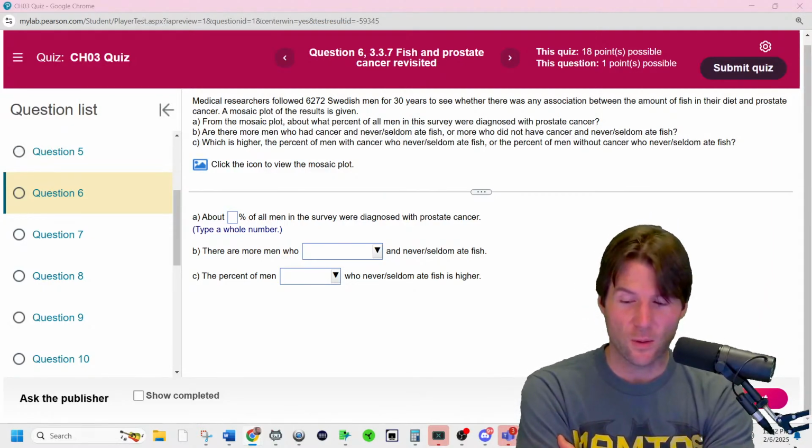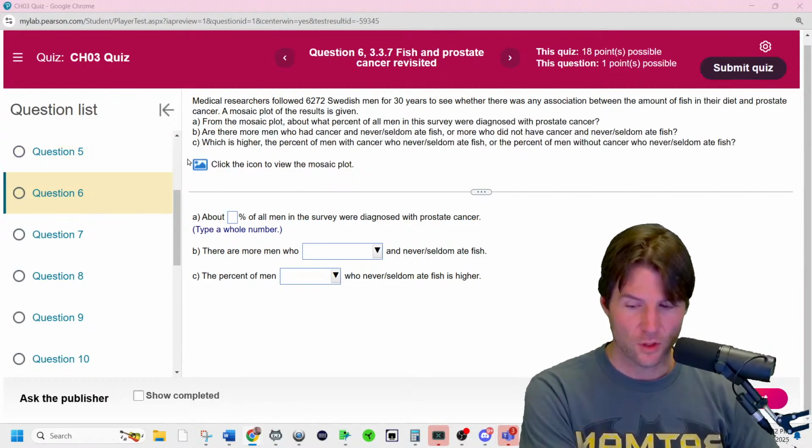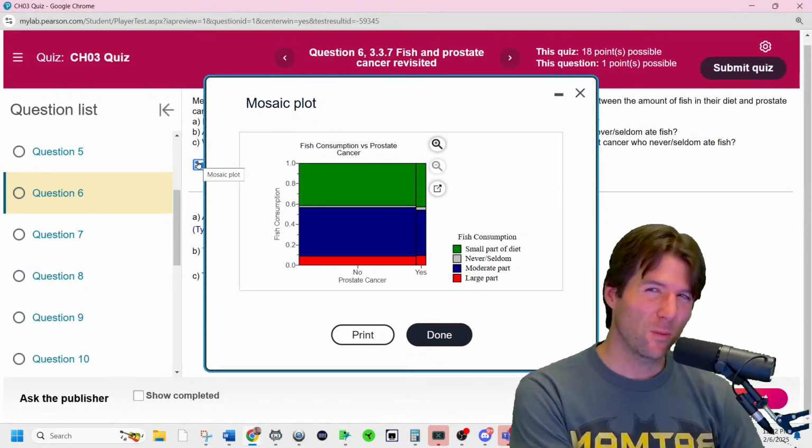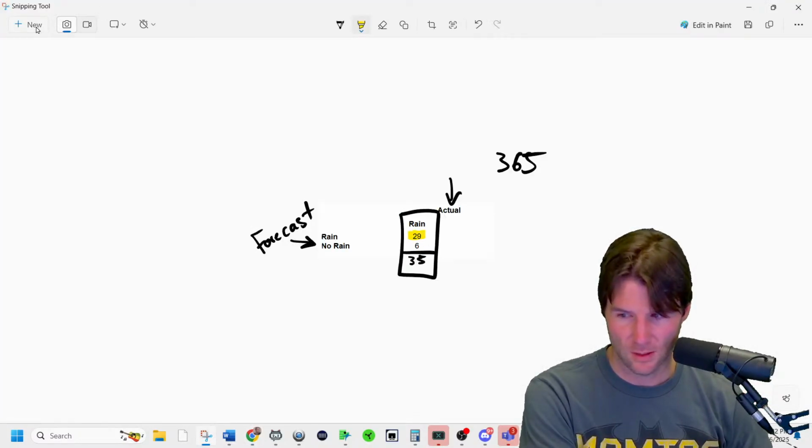Okay, for this data set right here, the first question is asking about marginal distributions. There are two variables, and they didn't plot the second margin, but you can see the margin down here for whether or not people had prostate cancer.